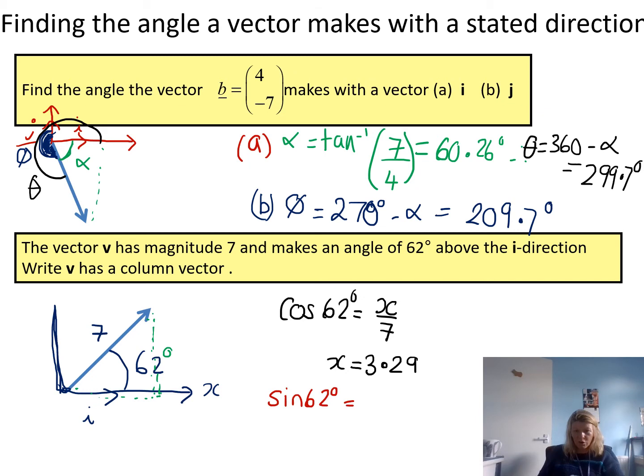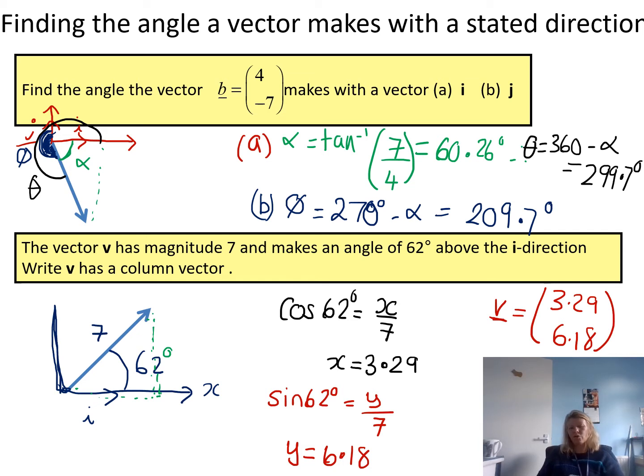That equals opposite over hypotenuse. If you change that one round, you end up getting 6.18. So it says write it as a column vector. So our answer would be 3.29, 6.18 as our vector. That's our vector V.